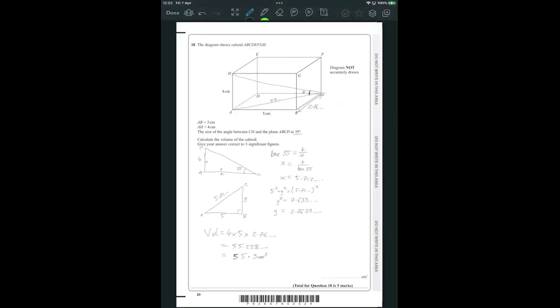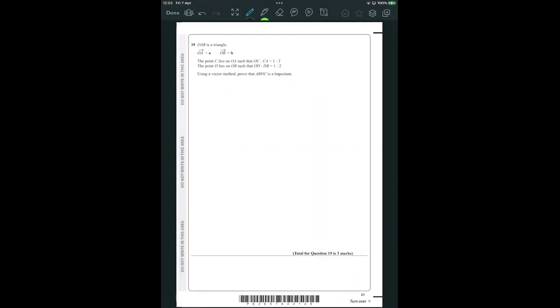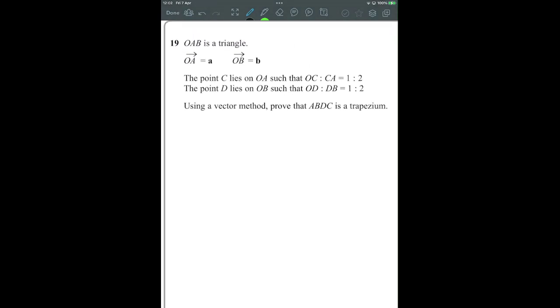Question 18, done. Another big 5 marker. We've got quite a lot of 5 markers on this paper. Question 19, a vectors question. Now they haven't drawn a picture, which is quite saddening, but let's draw it ourselves.